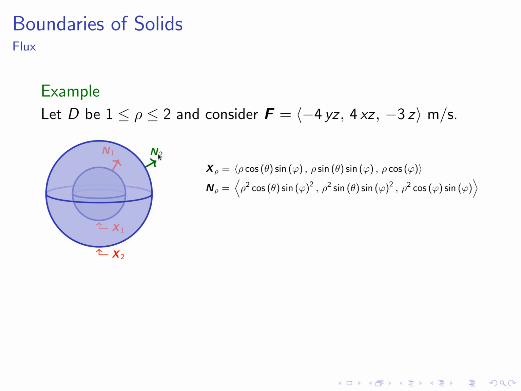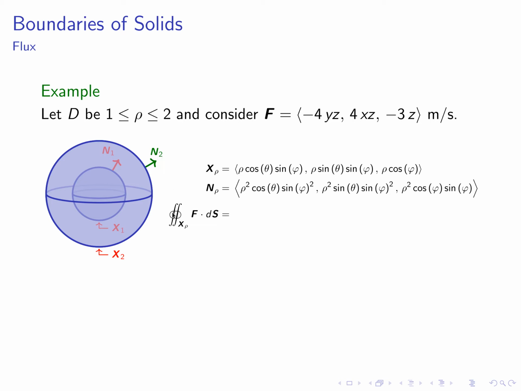If we set rho equal to 2, and we look at our normal vector, we find that we're also pointing out of the sphere, which is actually away from the domain. So our parameterization of the outer shell of this domain carries the positive orientation. This will be significant in a moment when we do our flux calculation.